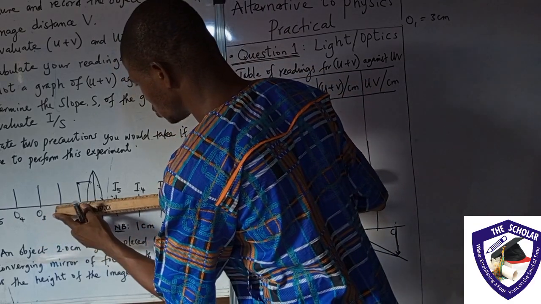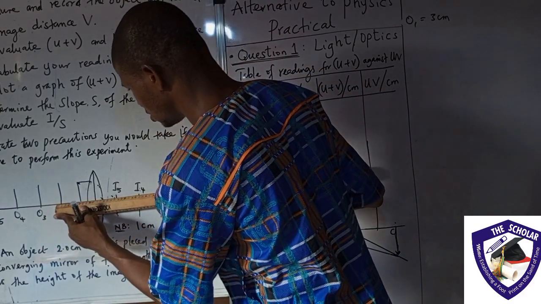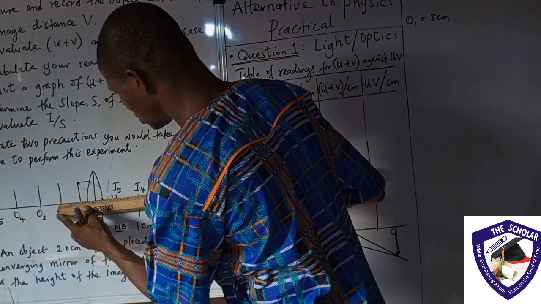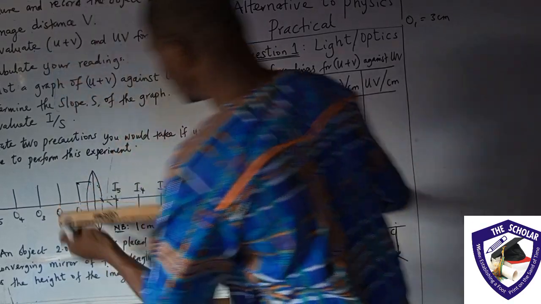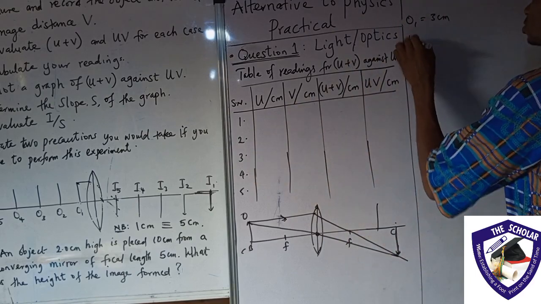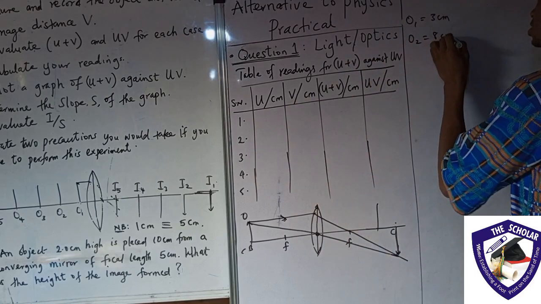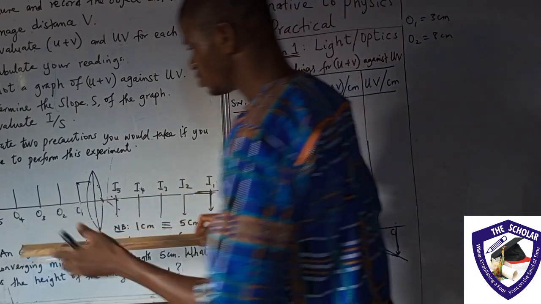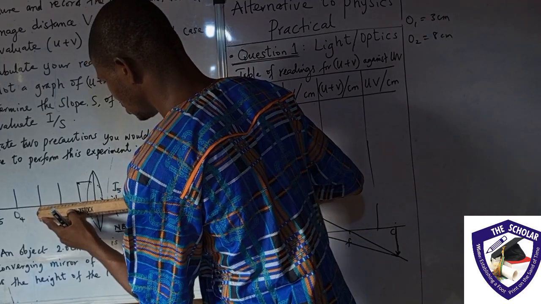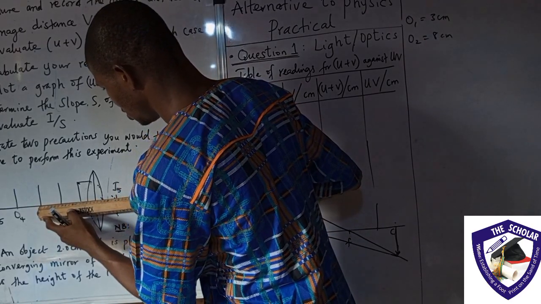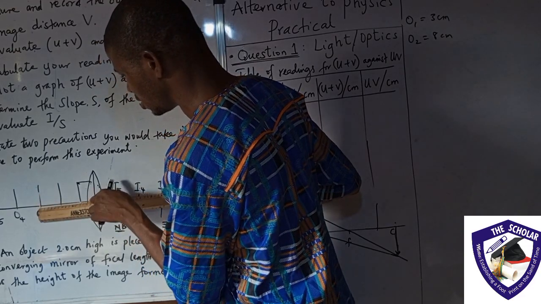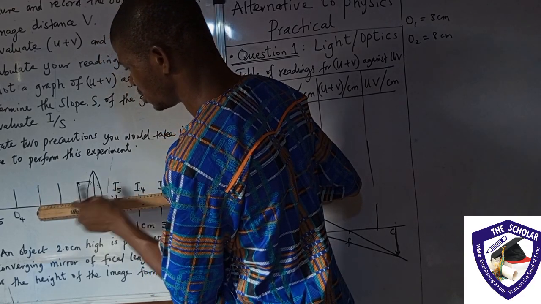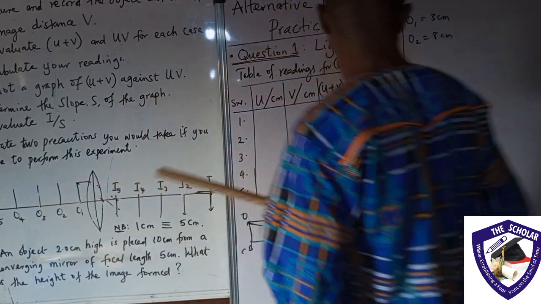Then O2, I'll do the same thing. My O2 is 8 centimeters. Then you do the same thing for O3. My O3 is 14 centimeters. This is where I'm measuring it here. This is the scale, the point here. So you stop at this point. My O3 is 14 centimeters.